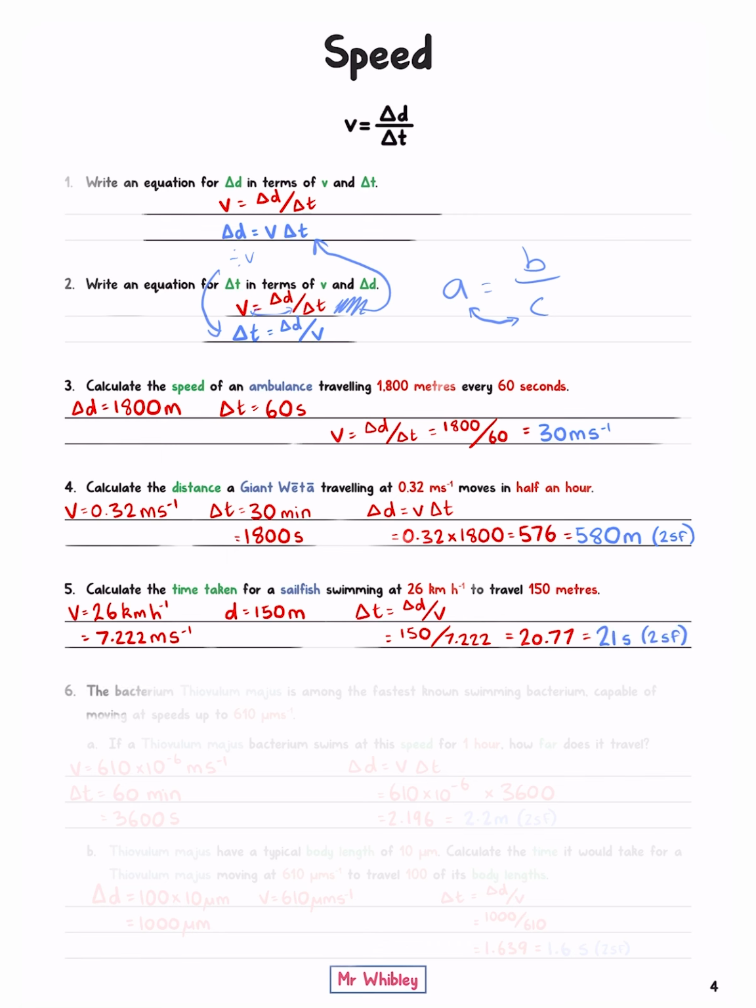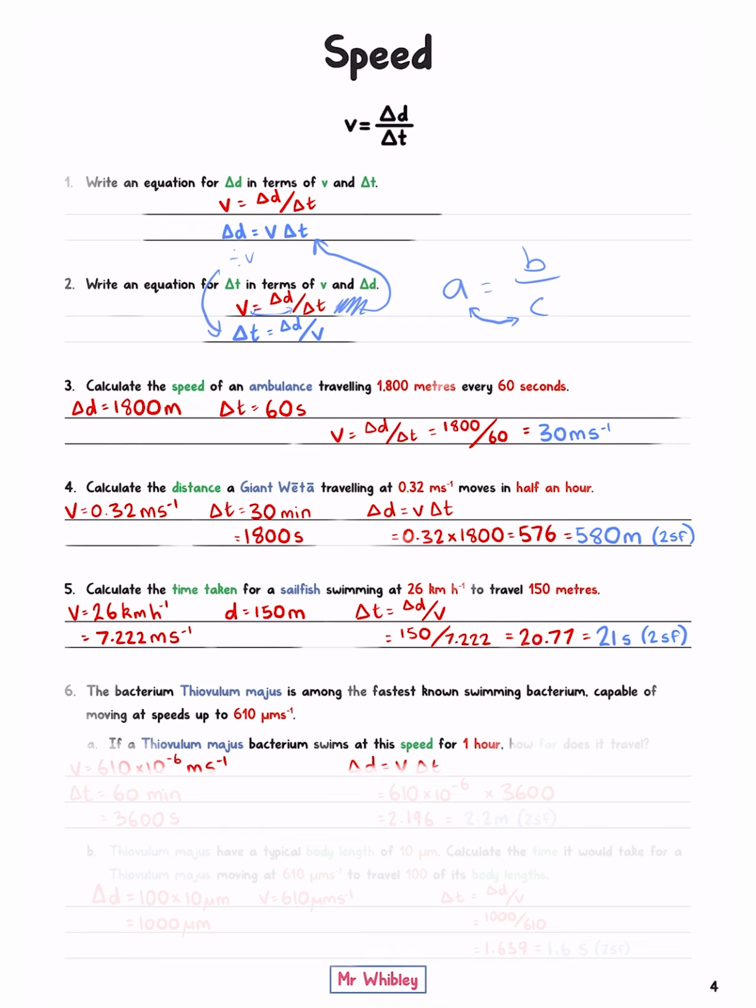Question 6. The bacterium Thiovolum majus is among the fastest known swimming bacterium, capable of moving at speeds of up to 610 micrometers per second. If this bacterium swims at this speed for 1 hour, how far does it travel? Our velocity of 610 micrometers per second, because micro means times 10 to the minus 6, can be written as 610 times 10 to the minus 6. Our duration of 1 hour is 60 minutes, or in other words, 3,600 seconds.